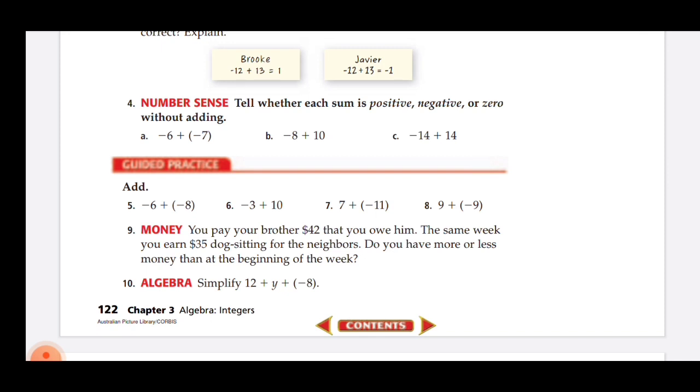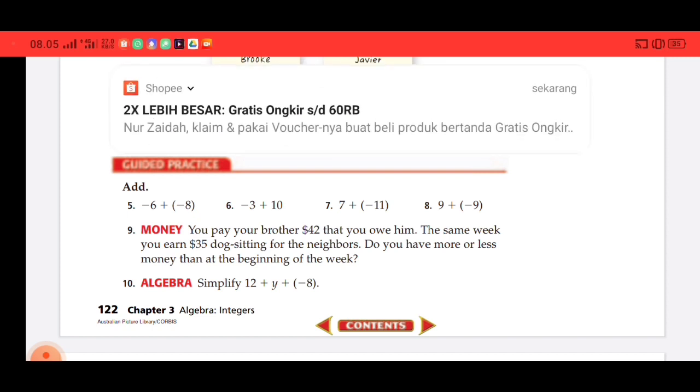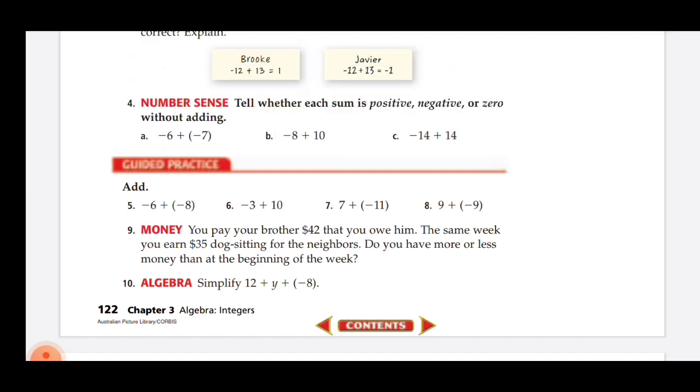9. Money. You pay your brother $42 that you owe him. The same week you earn $35 dog sitting for the neighbors. Do you have more or less money than at the beginning of the week? 10. Algebra. Simplify 12 plus y plus minus 8.